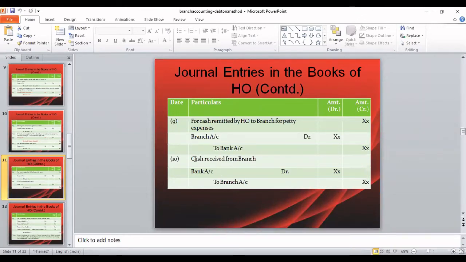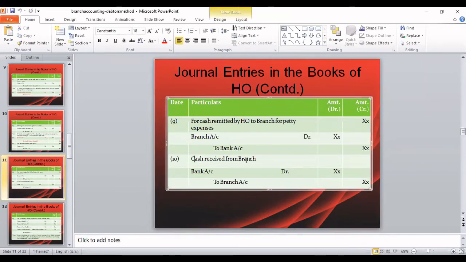So the next entry is for that only, that is cash received from branch by head office. In this case the head office is receiving money and the branch is giving. So my head office bank account will receive the money, correct? So my entry will be bank account debit to branch account. If it is Goa branch, then we'll write Goa branch account. If it is Pune branch, we'll write Pune branch account. If it is, let's say, Gurgaon branch, we'll write Gurgaon branch account. Is this part clear? This is cash received from branch.